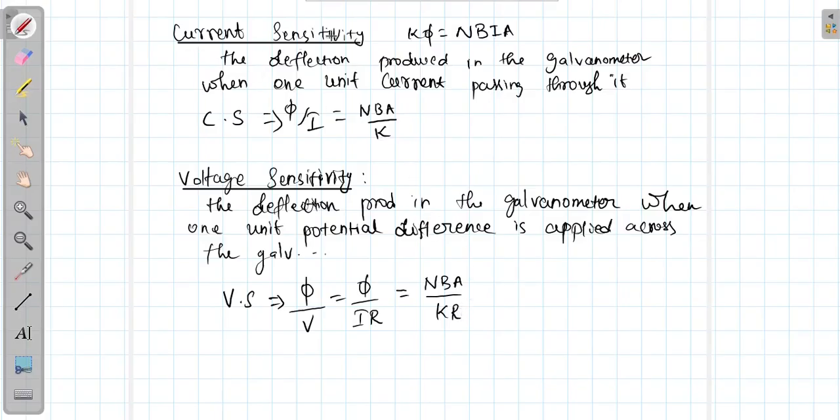Current sensitivity depends on the number of turns, magnetic field, and area of the coil, and is inversely proportional to K. It means we need a spring with less K, because if the denominator is very small, the entire expression will be a bigger value. So we need more current sensitivity.